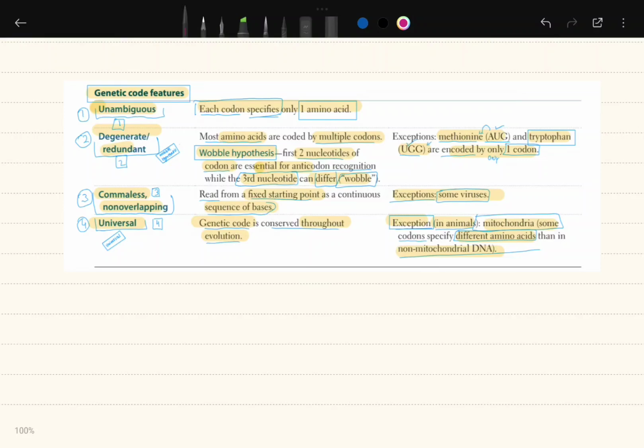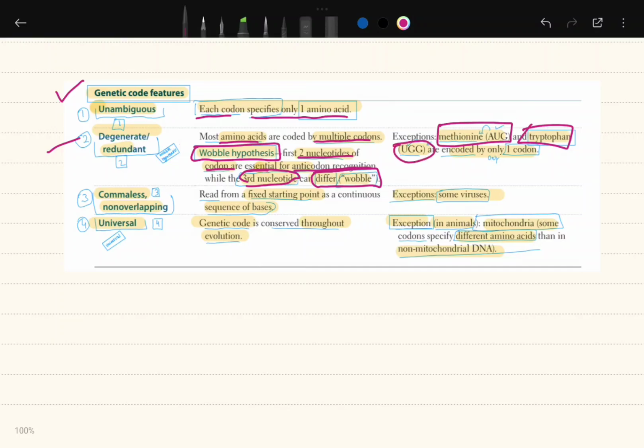These are the genetic code features. Unambiguous: each codon specifies only one amino acid. Second is degenerate, redundant: most amino acids are specified by multiple codons. Wobble hypothesis: the first two nucleotides of the codon are essential for anticodon recognition, while the third nucleotide can differ. This is the Wobble hypothesis. Exception: methionine, AUG, and tryptophan, UGG, are encoded by only one codon each.